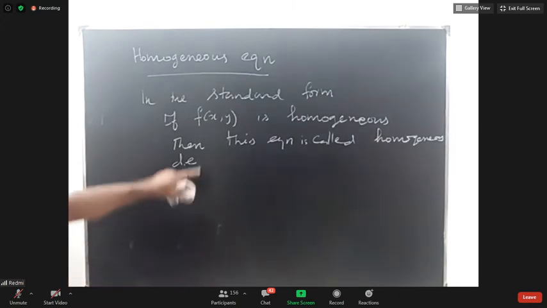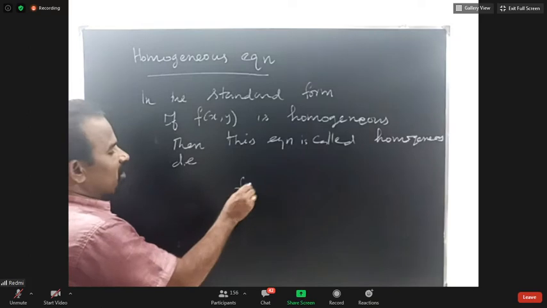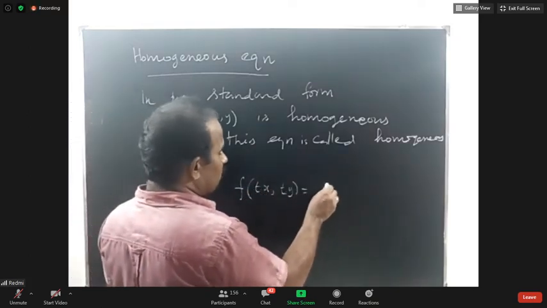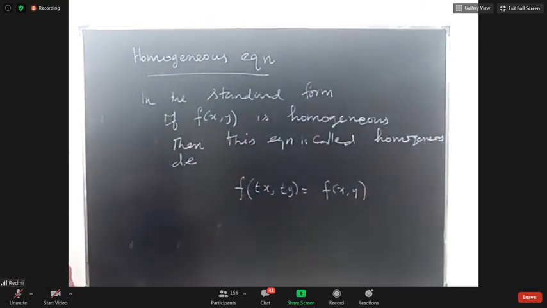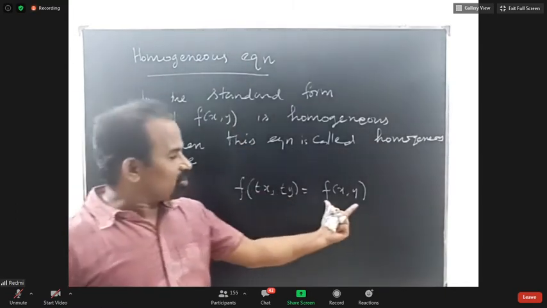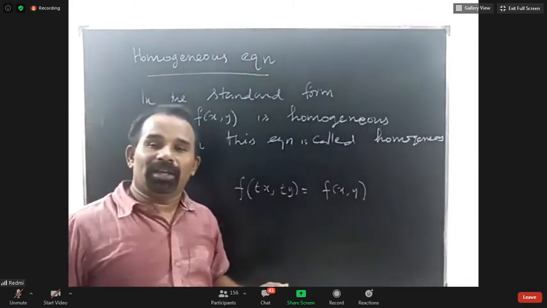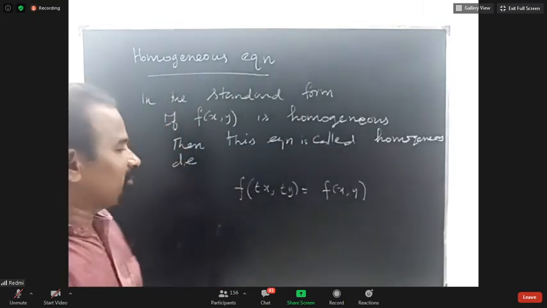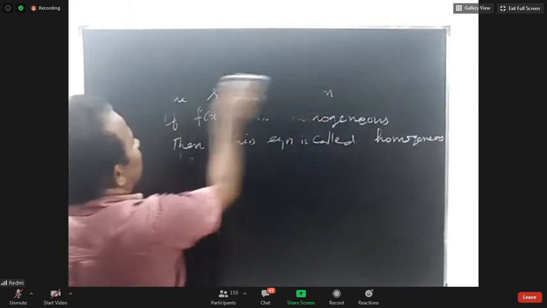Homogeneous differential equation. What is homogeneous? You know that a function f(tx, ty) is equal to f(x, y). So in that particular case, the function f(x, y) is called homogeneous. That means the degree in x and y are the same. So this equation is called a homogeneous equation.